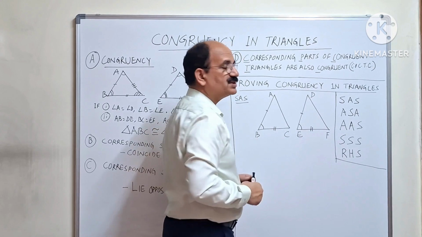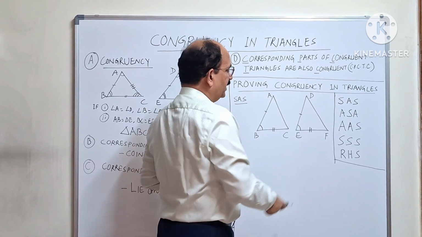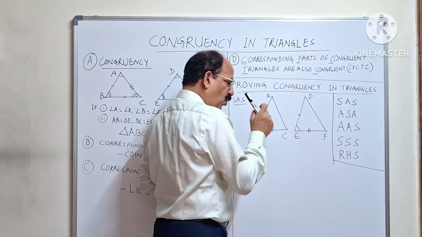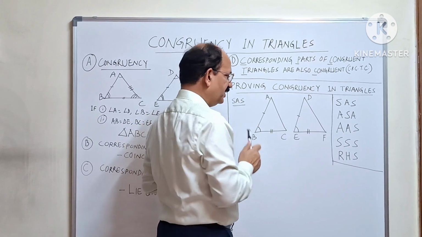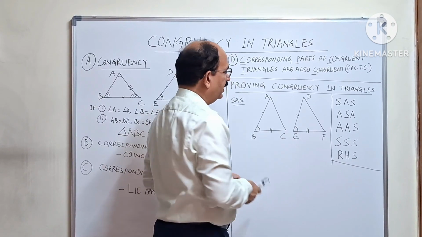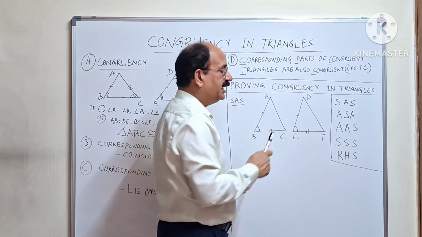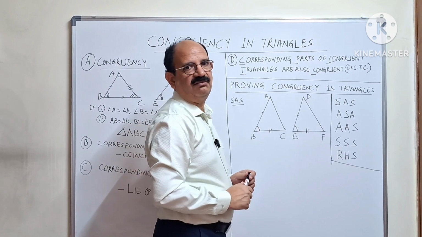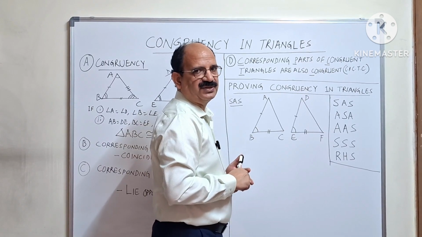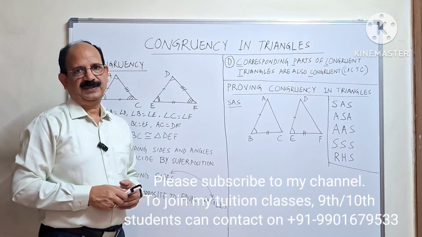The last one is specifically related with right angled triangles. If two triangles each have one right angle, so right angles will be equal to right angles, 90 degrees. The hypotenuse of those two triangles must be equal and any one side must be equal. If you are able to prove that, then also the congruency is proved. So these are 5 different ways in which congruency can be proved.